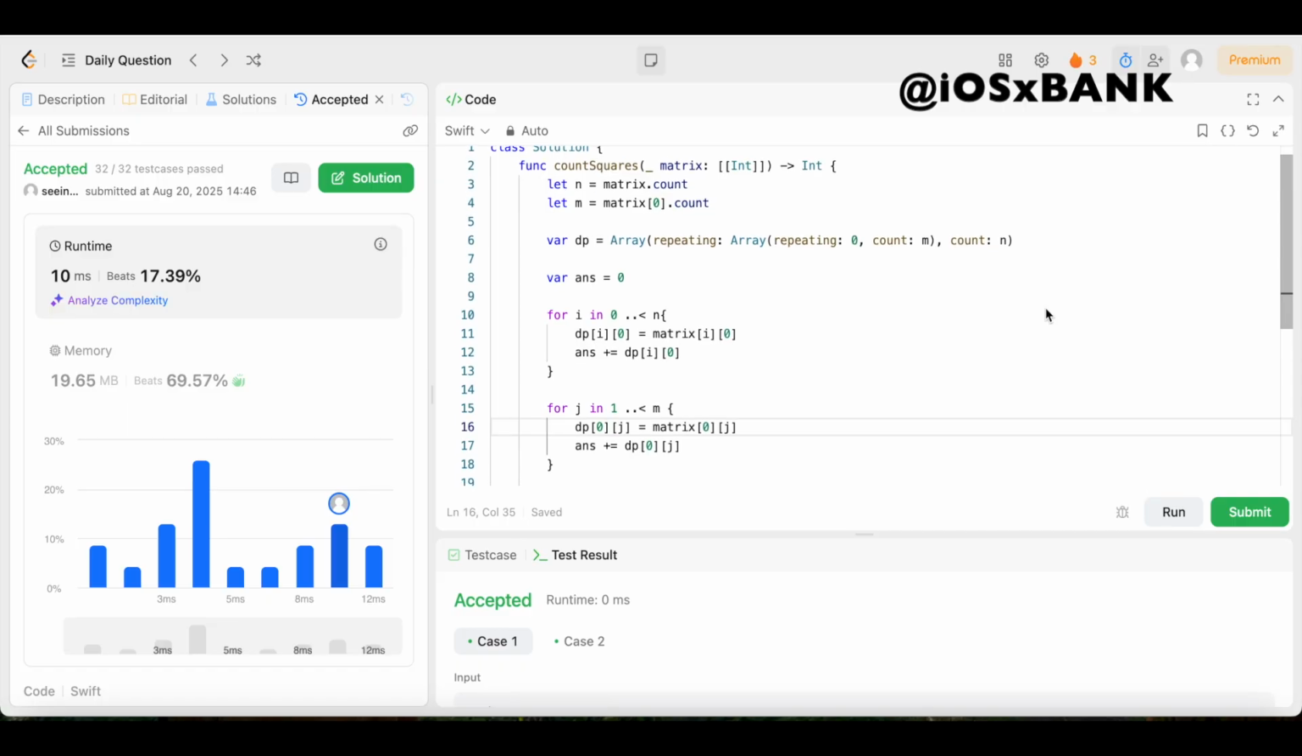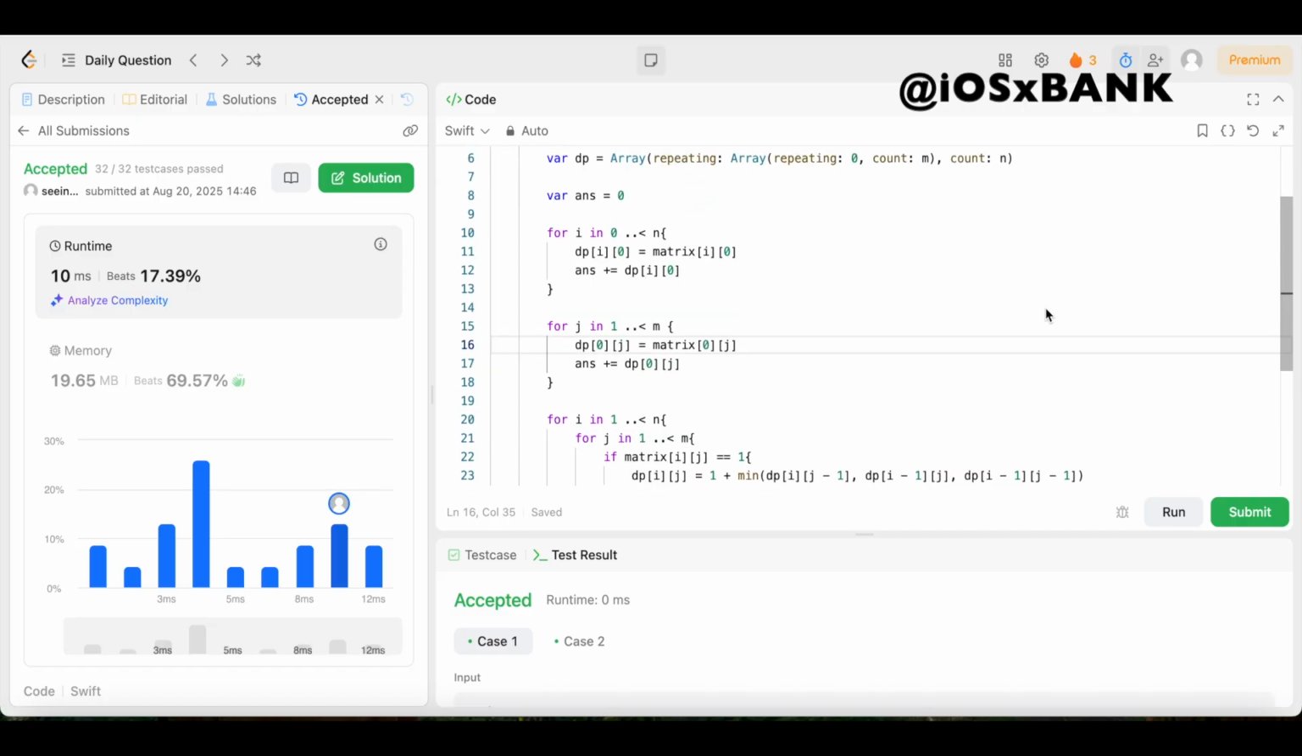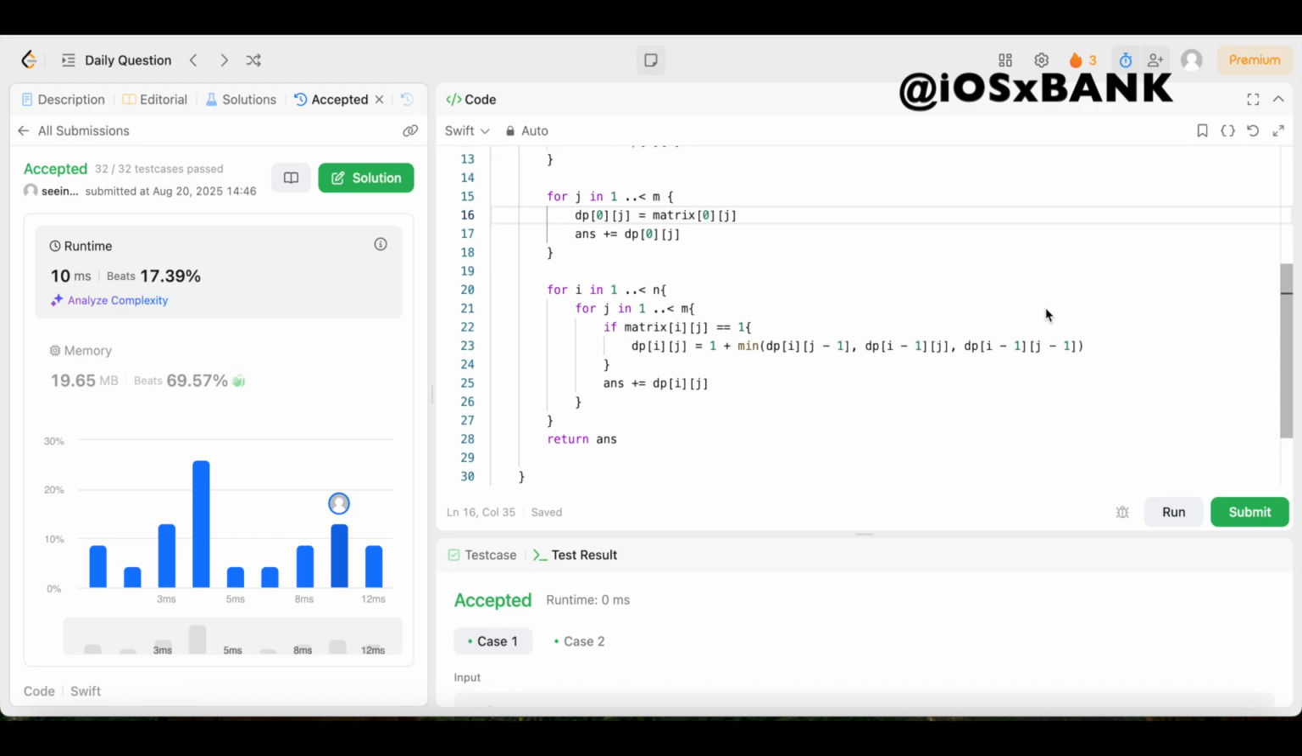This is the top part, and this is the bottom part.